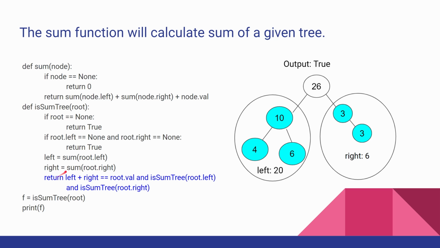It first checks if left plus right is equal to val. So left is 20 and right is 6, so it's equal to val, which is 26. And it checks if the left is also a sum tree and the right is a sum tree. If so, the output is true. If not, the output is false. In this case, the output is true because 20 plus 6 is 26, 4 plus 6 is 10, and 3 plus 0 is 3. So that's how you can make a program to check if a tree is a sum tree or not.